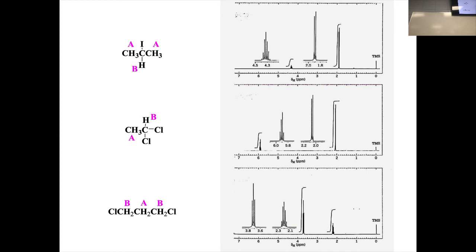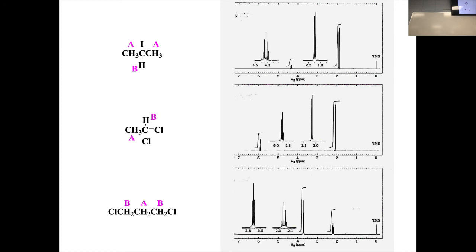This CH3 has how many neighbors? One. This CH3 has how many neighbors? One. But this is one signal, right? So what would the integration of this signal be? Six. If this is one, this has to be six times that size in terms of the integral line that's drawn. CH3 plus CH3 is six hydrogens. And you only have one here in the middle for B.